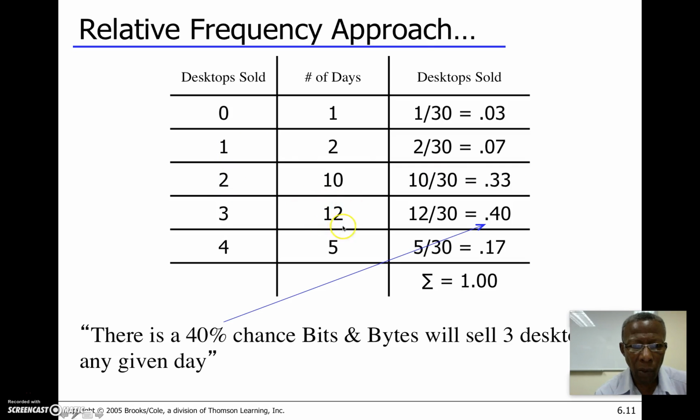When we look here, we notice you have the 12 days where you sold 3 computers. This is the highest frequency you have here, 12 out of 30. That's equivalent to 40%. So this is saying that there is a 40% chance that the company will sell 3 desktops on any given day. So you're more likely to sell 3 computers than any other number within a 30-day period. And this is using the relative frequency approach. As you can see, this is a very useful tool to have.